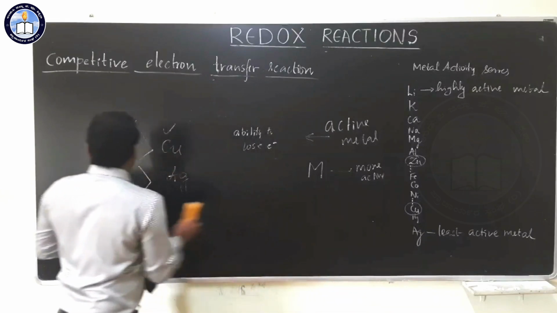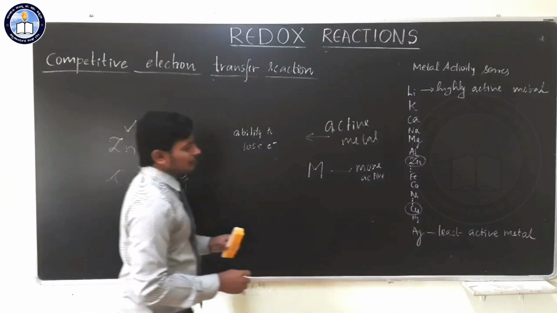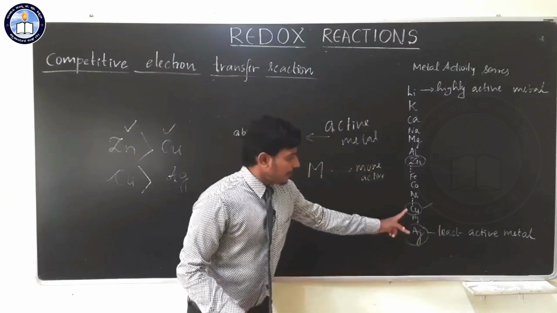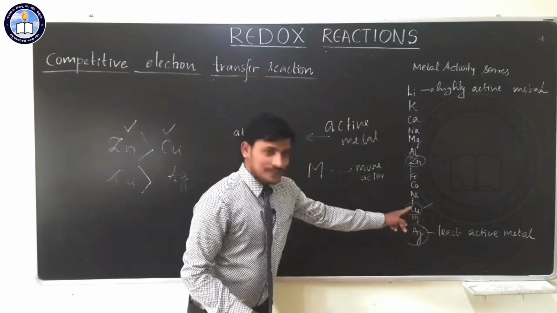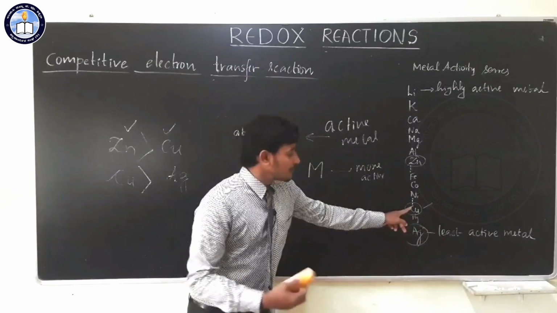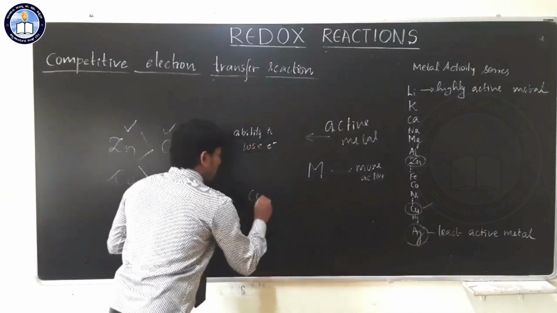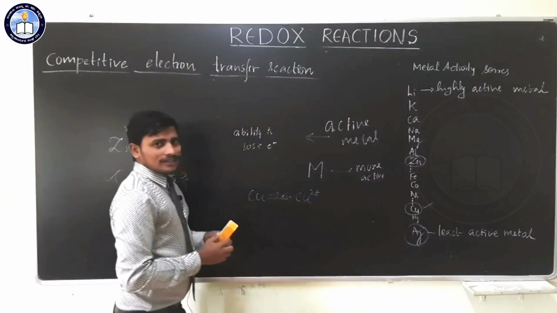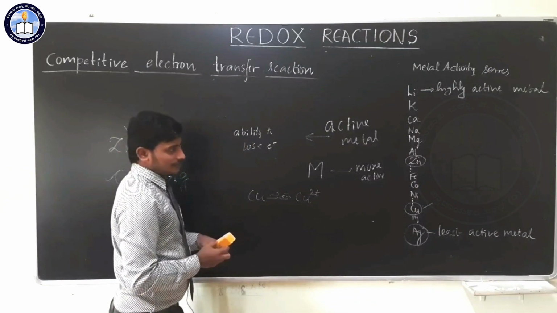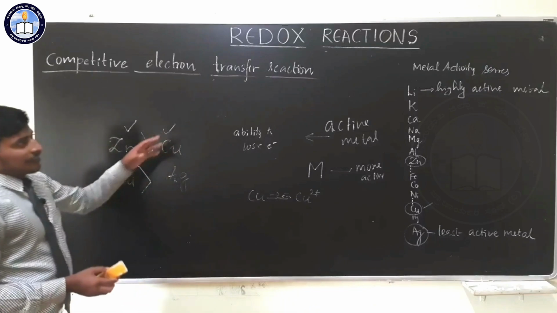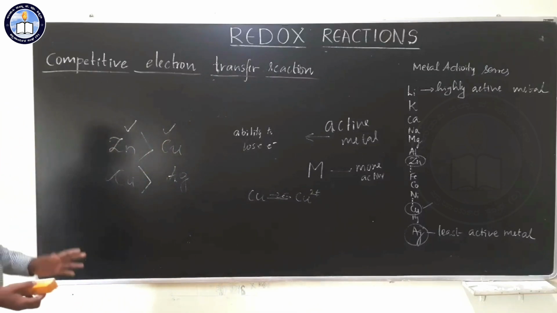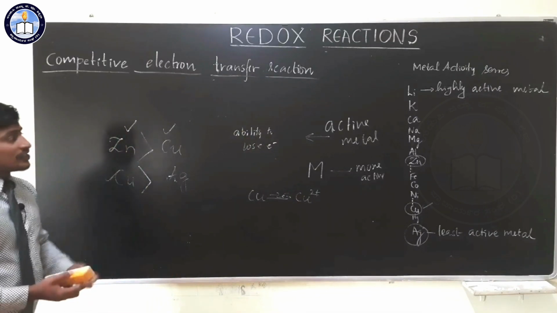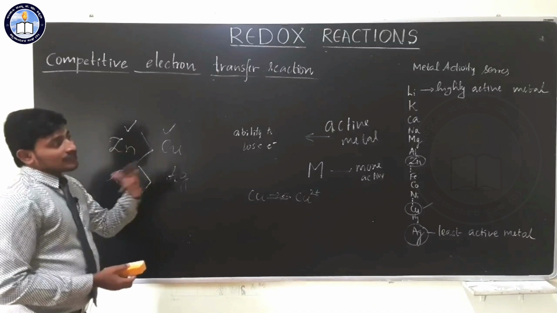Similarly, in the case of copper and silver, where is copper? This is copper and silver. When we compare copper with silver, copper is the more active one in terms of losing electrons. Hence, copper loses 2 electrons and forms Cu2+ rather than silver losing electrons. That's all about the metal activity series. By using it, we can identify which element loses electrons very fast.